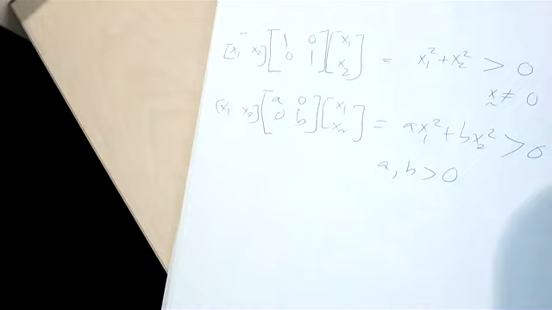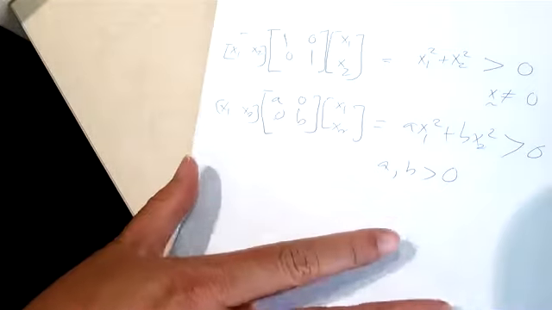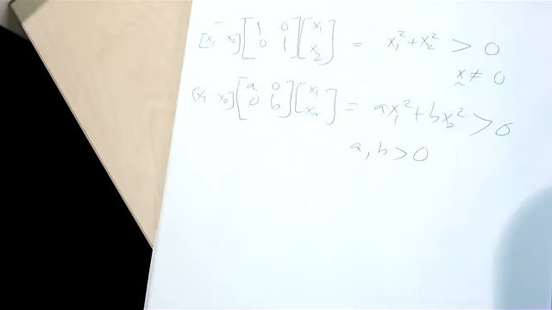There are many ways to check whether a matrix is positive definite or not. One way is to check the determinants of all the principal submatrices. Remember, you just take the top left corner and expand it out: initially 1 by 1, then 2 by 2, up to the full matrix. You check the determinant, and if all of them are positive, then the matrix is positive definite.